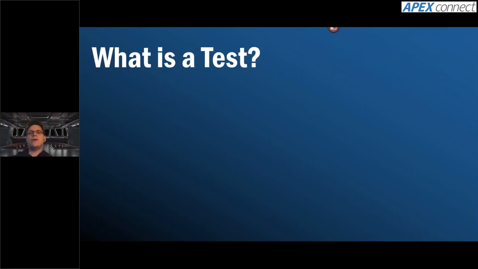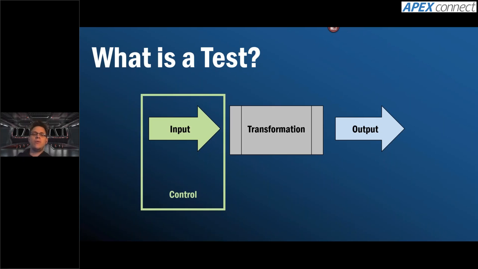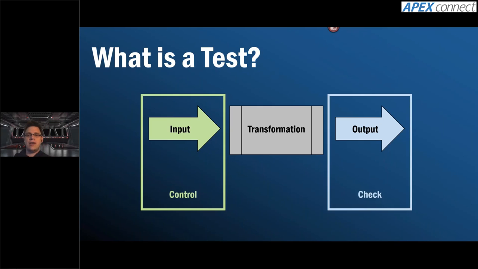But let's talk about what a test really is. And to understand what a test is, we first need to understand what a function is, or a functionality. And a function is basically the transformation of input into output. So if we want to test this transformation, we have to control the input and check it against an expected output. And this is exactly the same for each unit test. We always control the input, run the transformation, and check against an expected output.